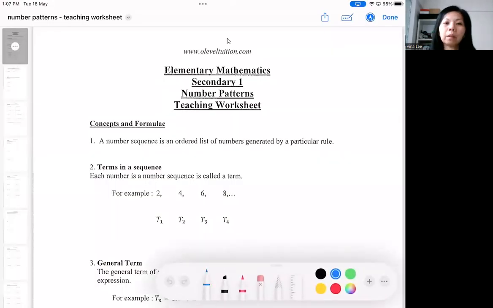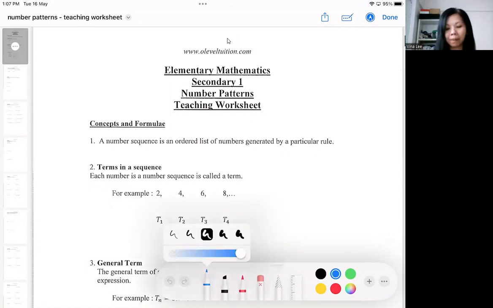Okay, so this topic is called number patterns. It's a little bit related to algebra. We are going to explore some concepts and formulas first, and also the kind of terms that we use for this topic. Basically, a number pattern is a number sequence.